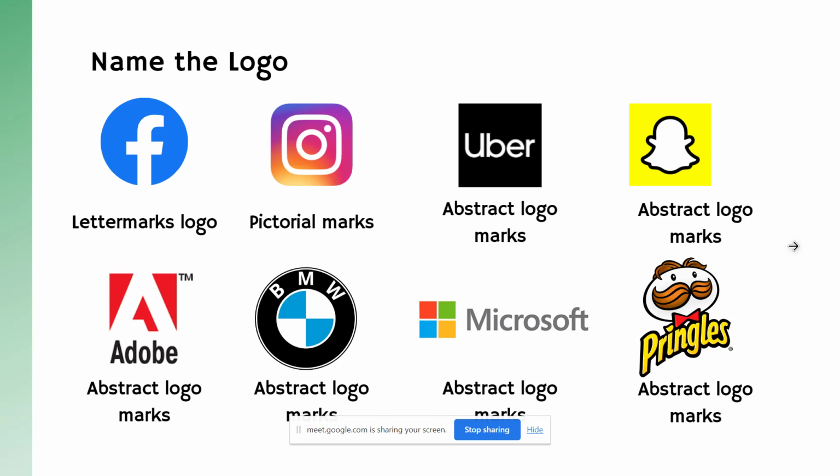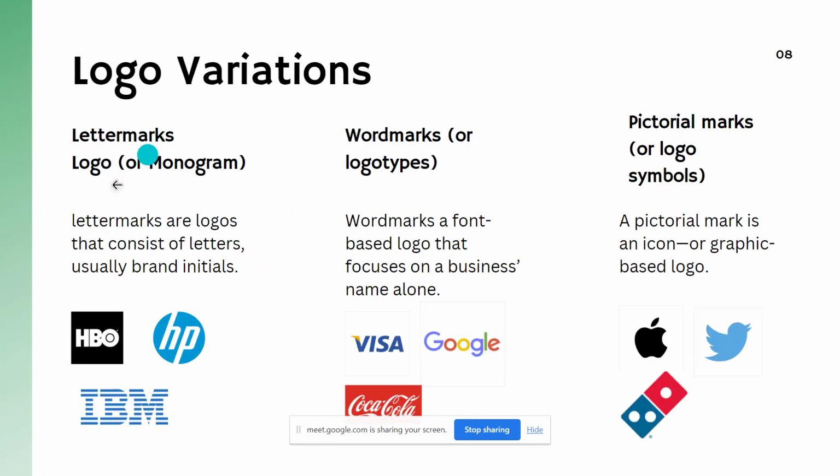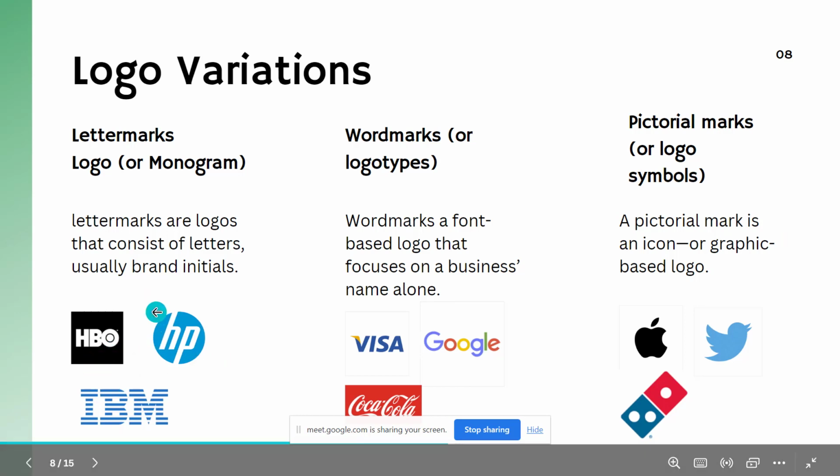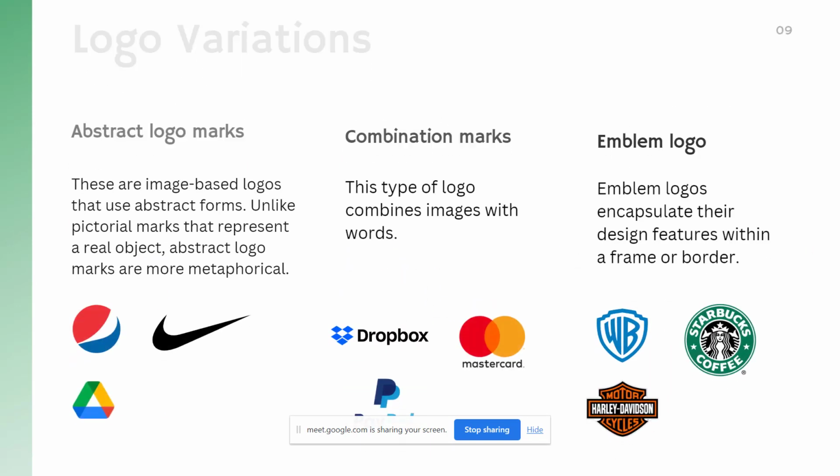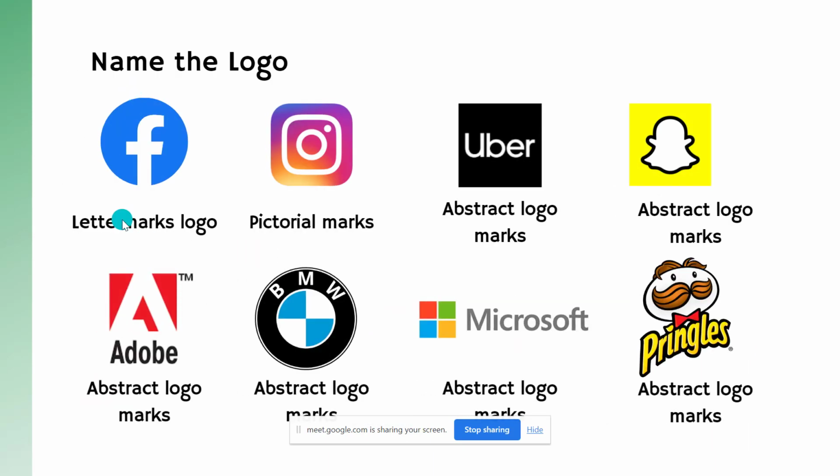Now, the first logo is Facebook, and that is a lettermark logo. Why? Because from our list of logos that we considered, we said a lettermark logo consists of letters, usually brand initials. If we see the examples, HP, HBO, and IBM, these are initials that represent the name of the brand. And Facebook is a lettermark logo because the F here is an initial that represents the name of Facebook.